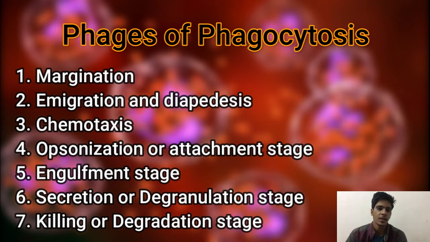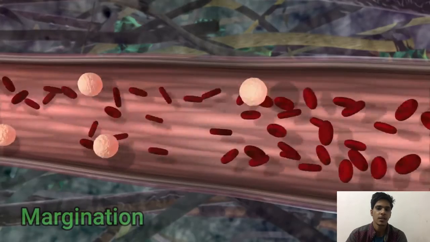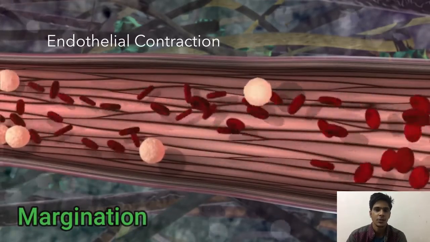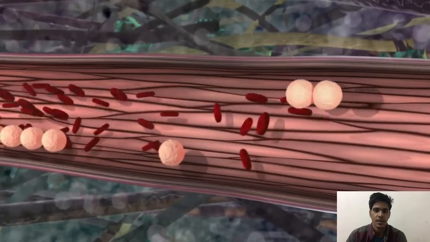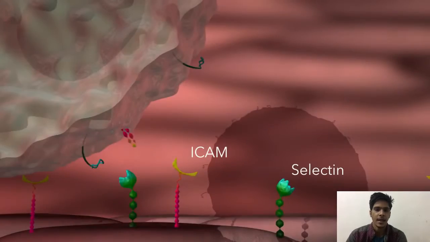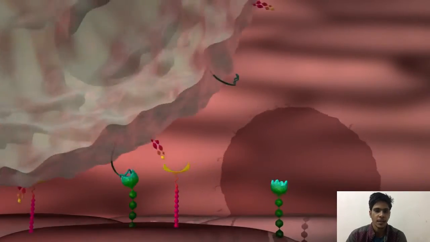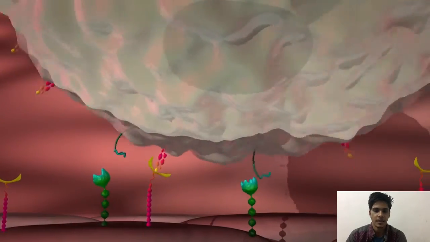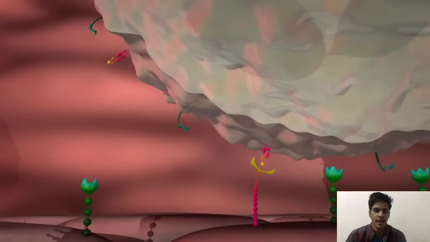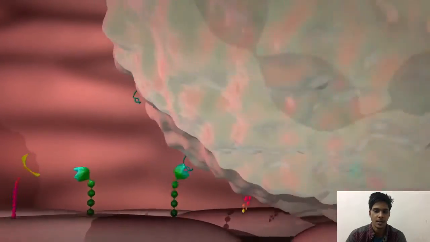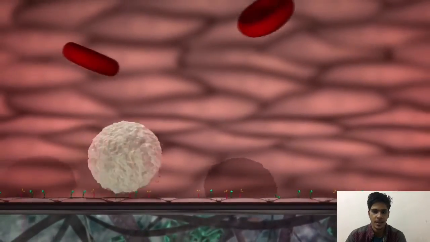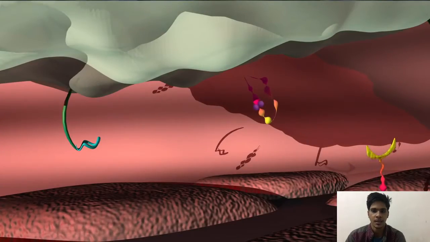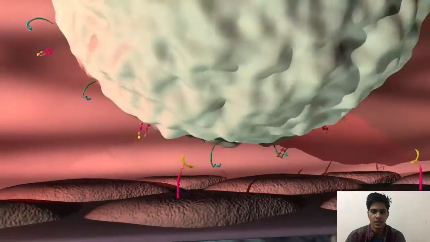Now we will discuss the first stage, which is known as margination. Now you can see in the animation blood cells are flowing, and now the neutrophils get attached to the endothelium by certain binding agents, for example the carbohydrates. Now you can see that a rolling process is occurring, and they bind to each other.